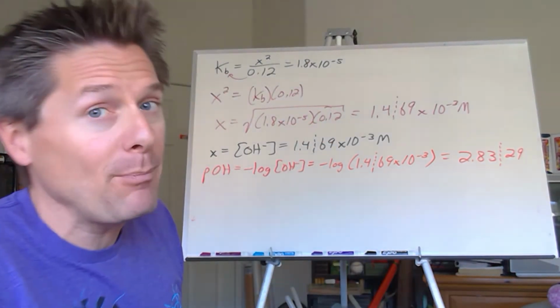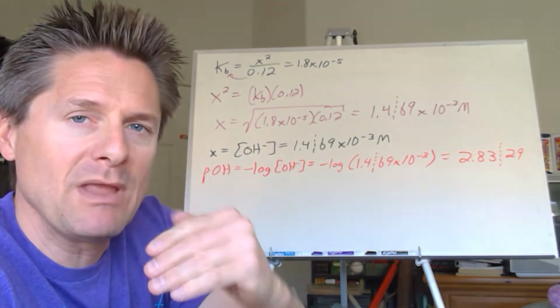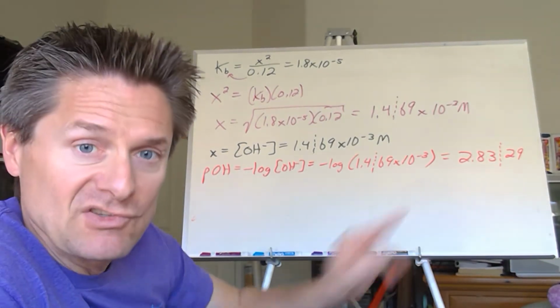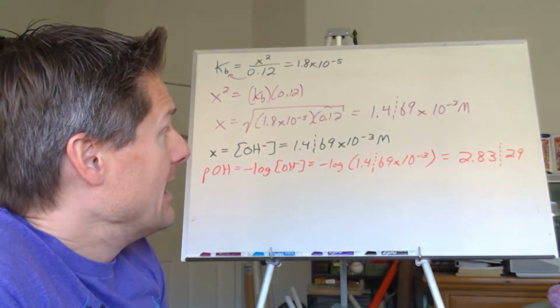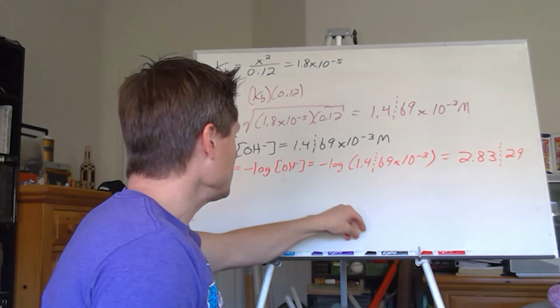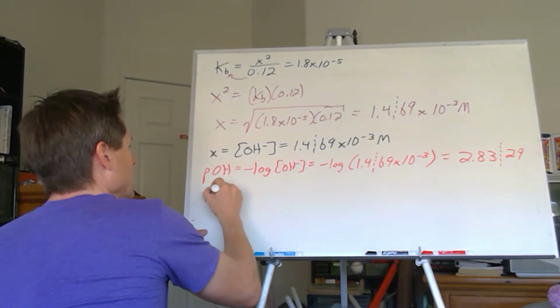2.8329. That's not our pH. This is a base, right? So it should be a pH over 7. A lot of students stop there and make that mistake. That is my pOH. So I need the pH, right?